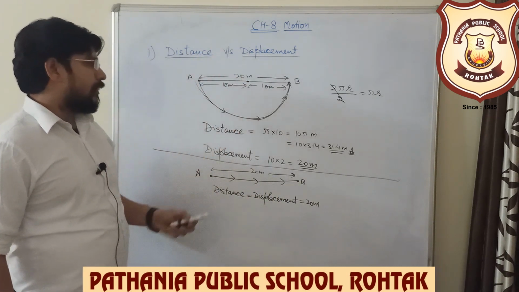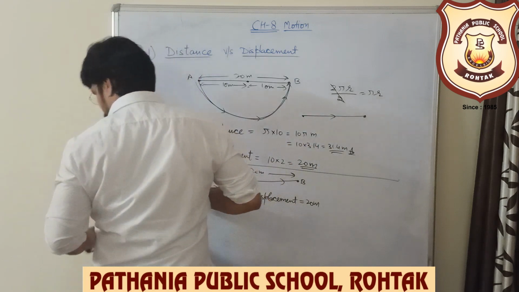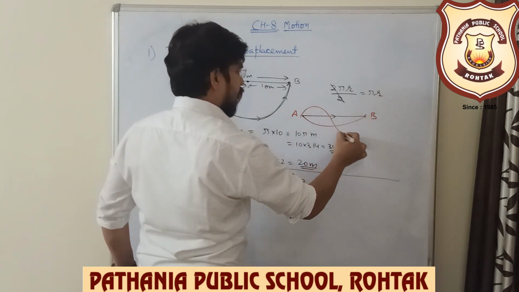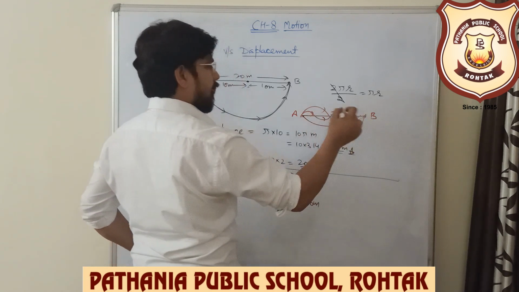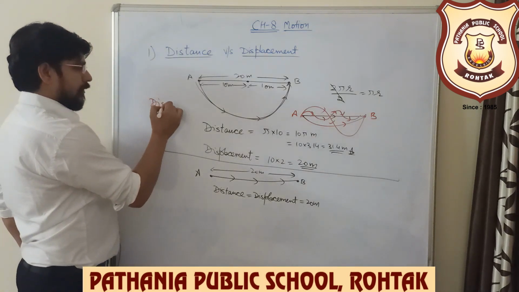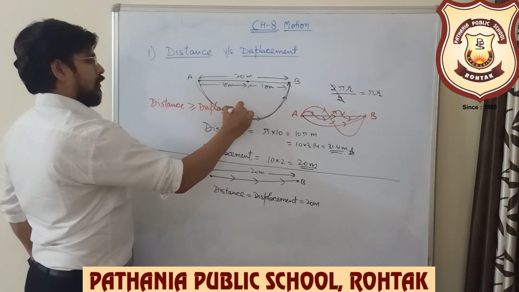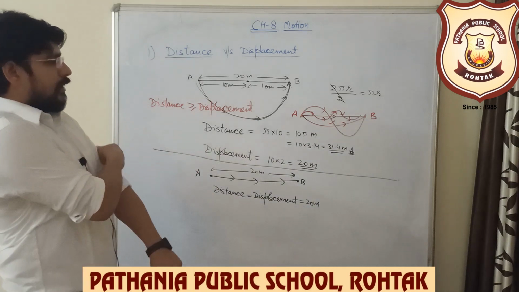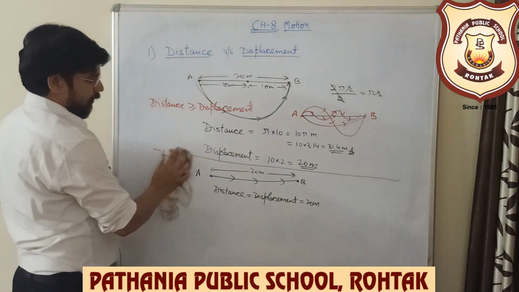Otherwise, for any other path other than straight line path, this is the shortest path, and your other path can be from A to B like this, or like this, or like this. Any path other than straight line path will come under distance. So what you are observing here is that distance is always greater than or equal to displacement. So displacement is always less than or equal to distance, or distance is always greater than or equal to displacement. I hope you understood this point.